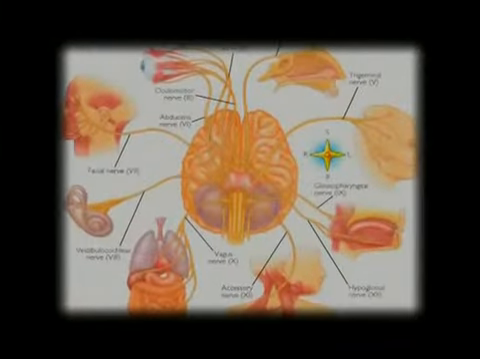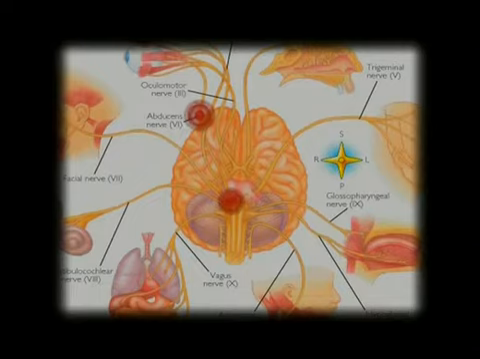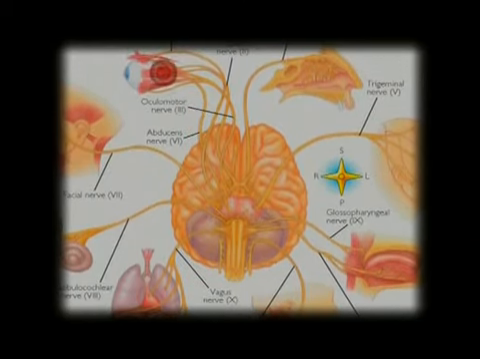Cranial nerve number 6 is the abducens nerve. It originates from neuron cell bodies located in the ventral pons, and the abducens nerve carries somatic motor innervation to one of the extrinsic eye muscles, that is the lateral rectus muscle.